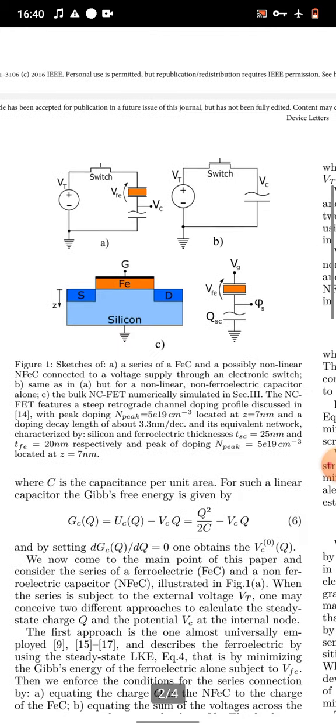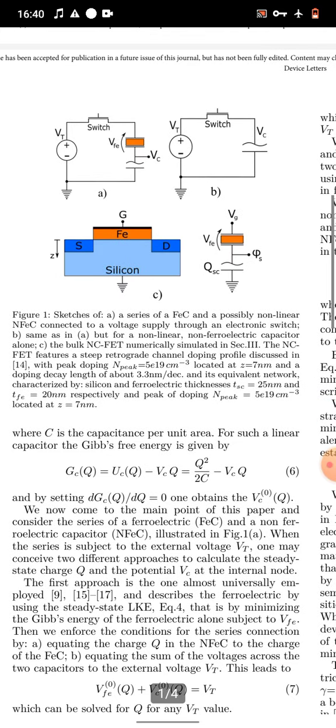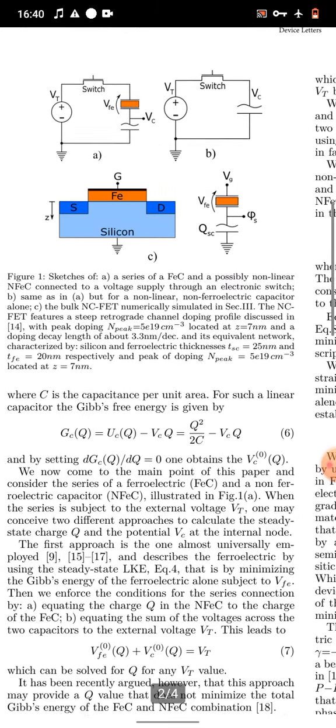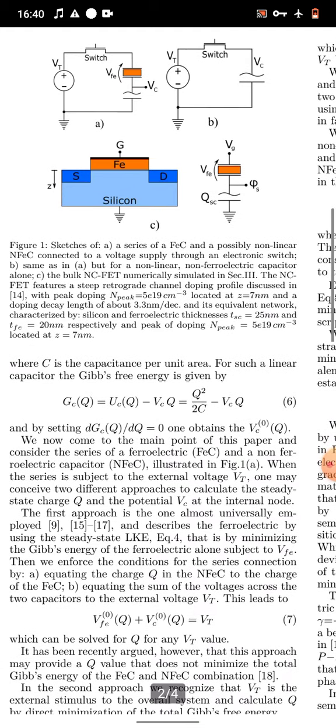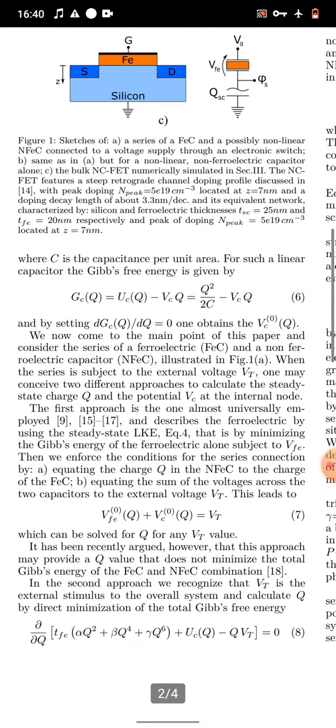Of this given topic, if you see figure 1, it sketches a series of a FEC and a possibly non-linear NFEC connected to a voltage supply through an electronic switch. Here C is the capacitance per unit area for such a linear capacitor, and the Gibbs free energy is given by this formula.